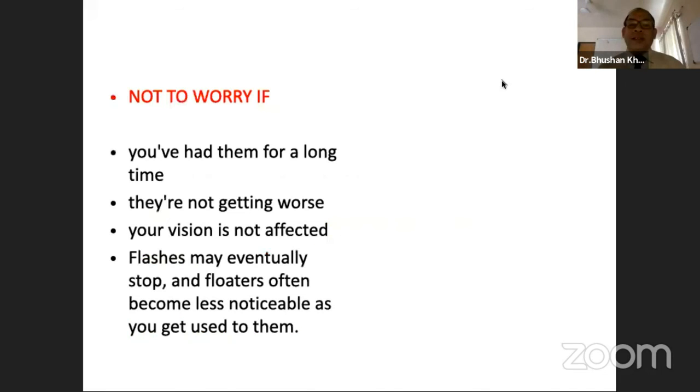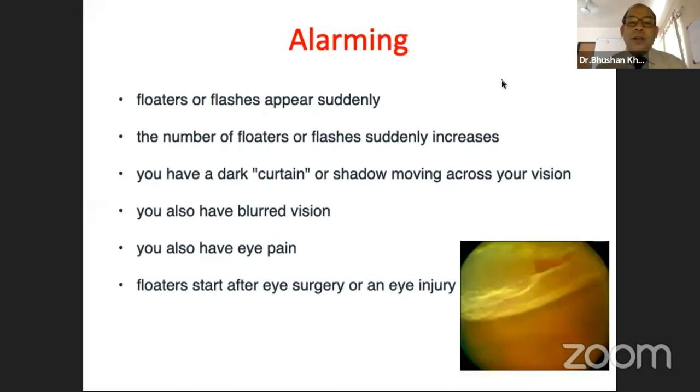So to re-emphasize, in a majority, PVD is a normal process of aging, and you can neglect the symptoms if the patient has had these symptoms mostly for a long time. Vision has been good and flashes have eventually stopped. But if it is alarming, with new increased flashes and floaters, if there is a dark curtain or shadow moving across, if the patient has floaters after eye surgery or eye injury, it has to be looked into.